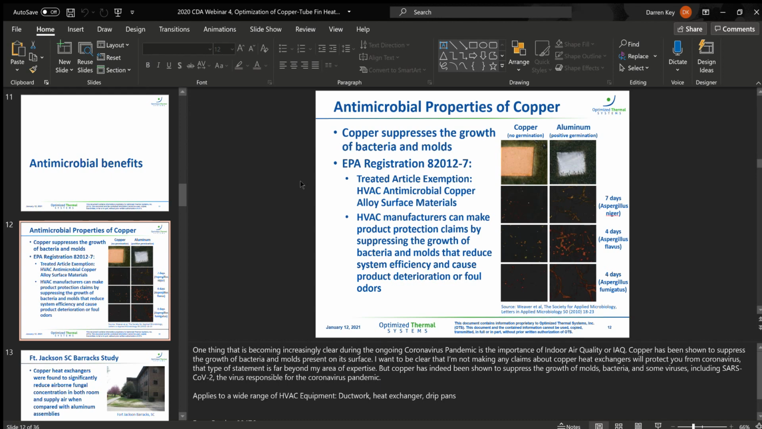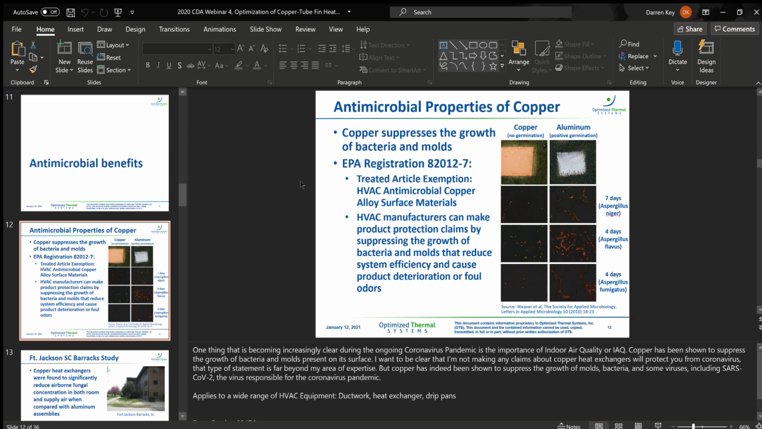One of the things that's become increasingly more important, especially in the eyes of the general public, though it's typically pretty important for HVAC designers, is indoor air quality, especially during the coronavirus pandemic. And copper has been shown to suppress the growth of bacteria and molds that can be present on a surface. So I want to be clear that I'm not making claims that copper heat exchangers can protect you from coronavirus. That's far beyond my area of expertise.